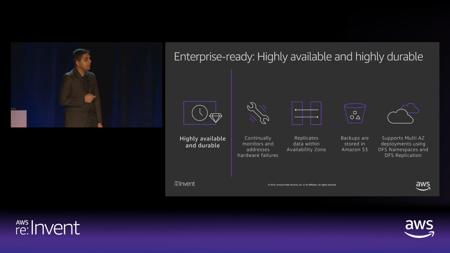The third aspect that we talked about was this set of features that makes the service enterprise ready. So let's talk about the first subset of that, which is high availability and high durability. The service continually monitors your underlying file serving infrastructure, and it addresses any hardware failures as and when they occur. It replicates data within an availability zone, and it stores backups in a highly durable way in Amazon S3.